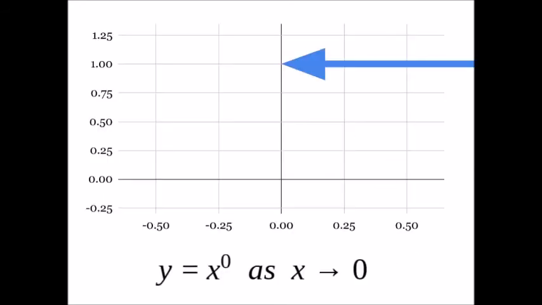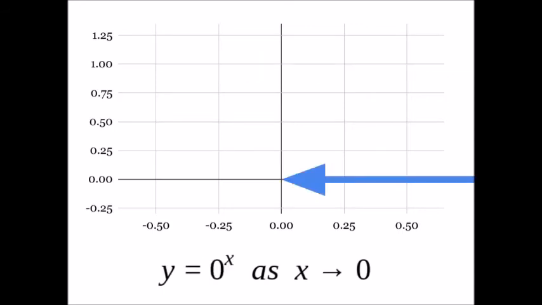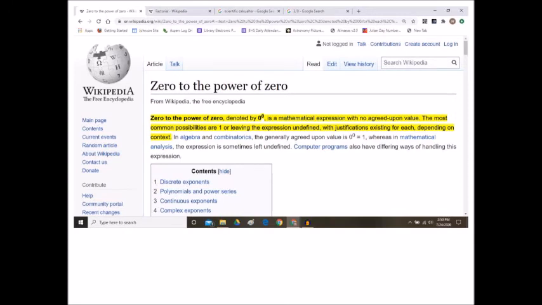So let's take a vote. 1, 1, 0, undefined, 1, 1. All right, we tally up all the votes, and 2.5 cheers for 0 to the 0 power equals 1. And the awesome part about this is that not everybody agrees. And if you don't believe me, go to Wikipedia. 0 to the 0 power is a mathematical expression with no agreed upon value.